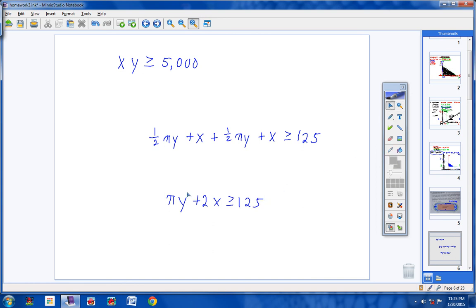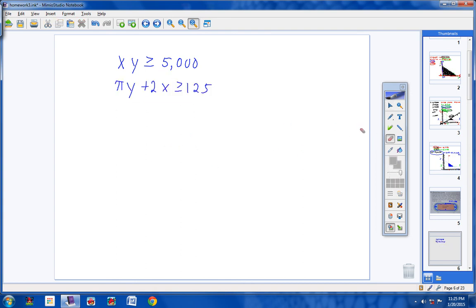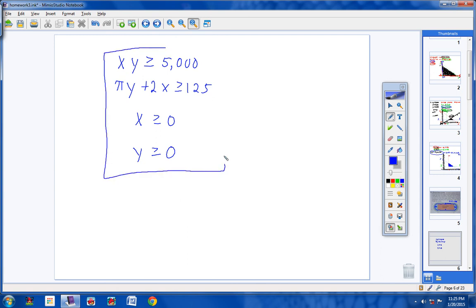So there we go. Now, students, don't forget your common sense constraints, and we need them. X is greater than or equal to 0. Y is greater than or equal to 0. Okay? Alright, now there's our system. I'm not going to graph this. That's enough for this homework assignment.